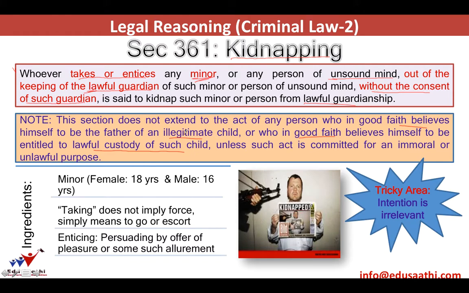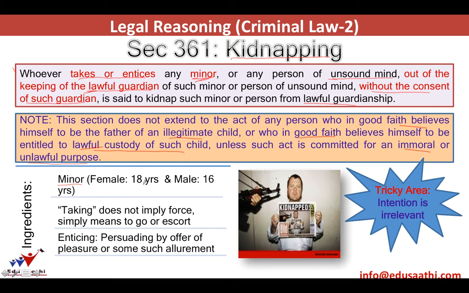So if a person in good faith believes himself to be the father or lawful custodian of that child, and takes that child away from the custody of another person, he is not said to be committing the offense of kidnapping. However, if it's done for immoral or unlawful purposes, this exception would not be available. So ingredients of kidnapping are: there must be a minor.